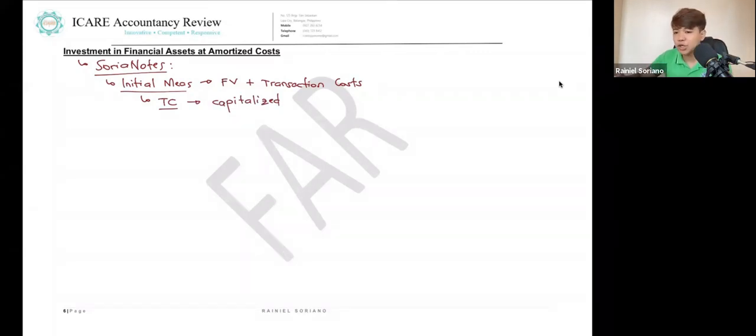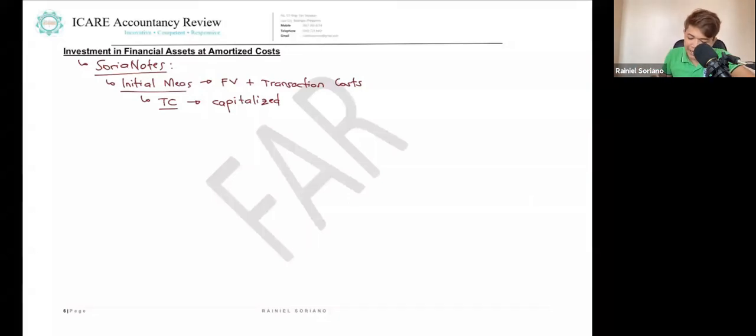Okay? So, chat section please. Nangangako bang hindi yun kakalimutan na kapag FVPL, expense ang transaction cost, pero kapag FAAC, capitalize, gets po ba yun guys? Chat section please. Walang magpapalito doon ha. Kasi marami nang nagkamali dyan. Promise. They thought always expense. Others, akala nila always capitalize. Hindi po. Nakadepende pa sa classification.